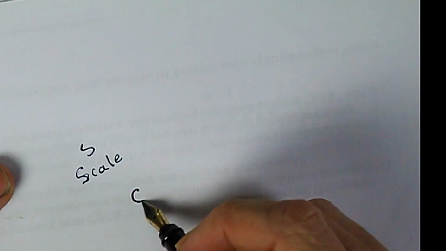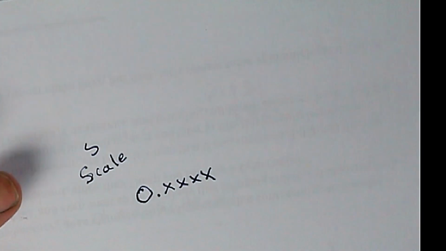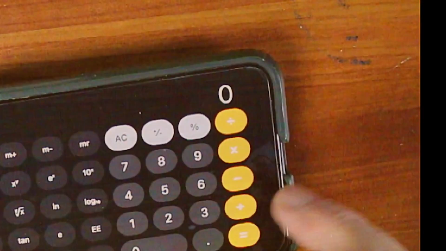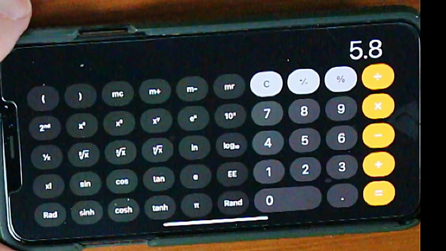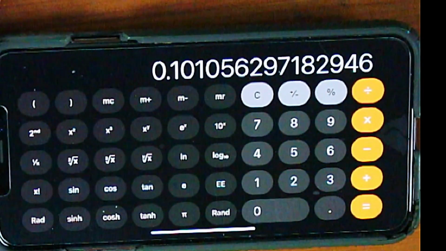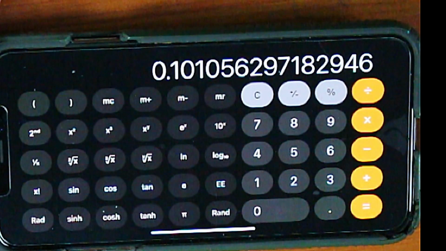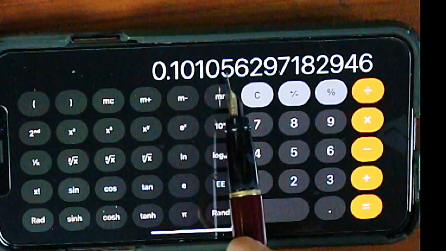Now, I don't know if you recall me saying that, but for the most part of the S scale, the sine and the cosine are going to be 0 point something, something, something, something. Okay, let's go ahead and see an example of that. So let's go back over here to our calculator real quick. Let's go 5.8 degrees, and we're going to take the sine of that. So there's the sine: 0.10105, or 0.1 if you round it. Notice that that has the form of 0 point something, something, something, something.